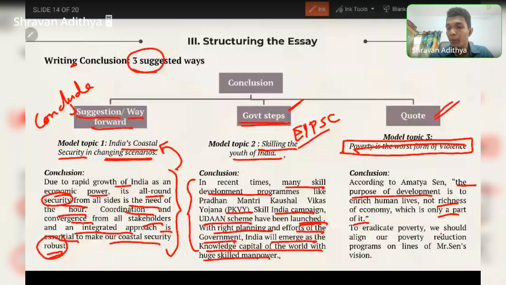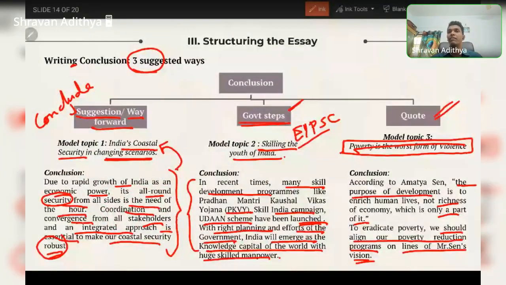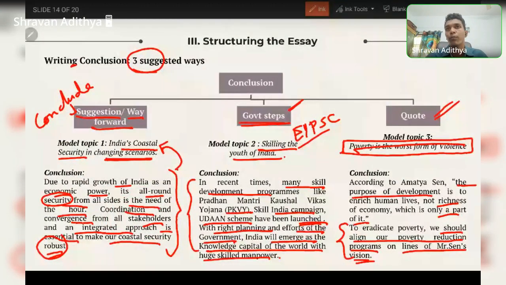That is what Amartya Sen is saying. You write this quote, and then you finally write, to eradicate poverty, we should align our poverty reduction programs on the lines of Mr. Sen's vision. Okay, with that you can conclude your essay. You just cannot leave it with a quote, you have to explain that quote, and only after that your essay will end. You do not just go around and write a quote and finish it. Write a quote, explain it also. Why that quote is important to this essay, you have to give that point also.